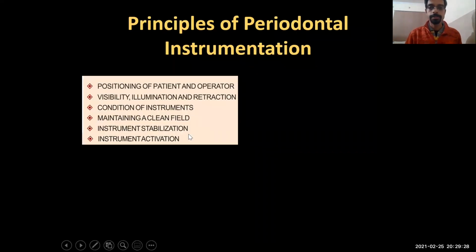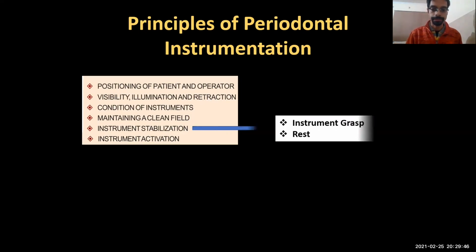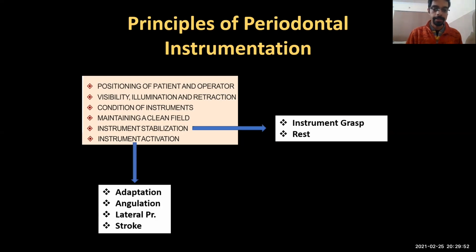Now, what are the principles of periodontal instrumentation? The basic principles are the positioning of patient and operator, visibility, illumination and retraction, condition of instruments, maintaining a clean field, instrument stabilization and instrument activation. All these points have to be remembered. Instrument stabilization is further divided into instrument grasp and the rest. Instrument activation is divided into adaptation, angulation, lateral pressure, and the stroke.